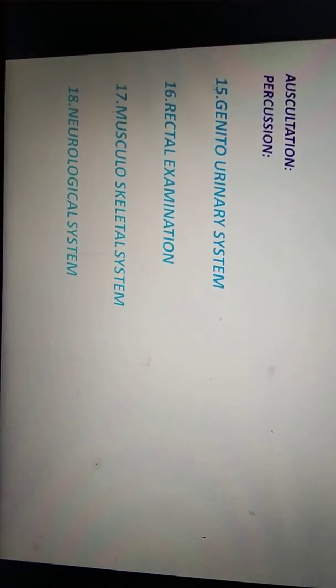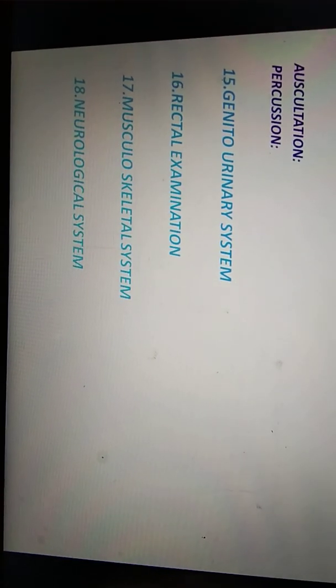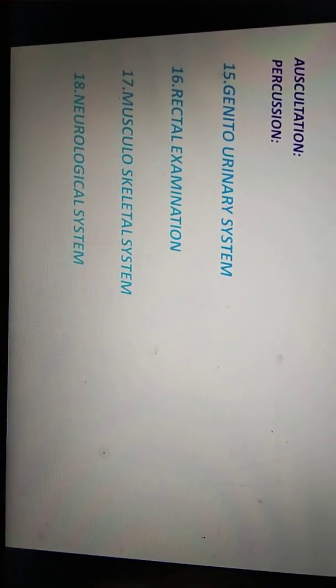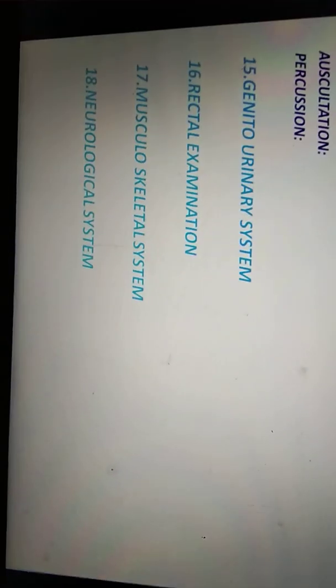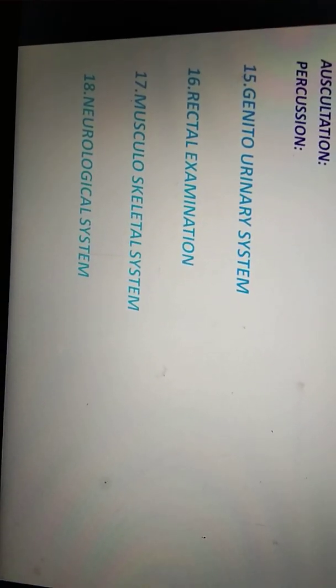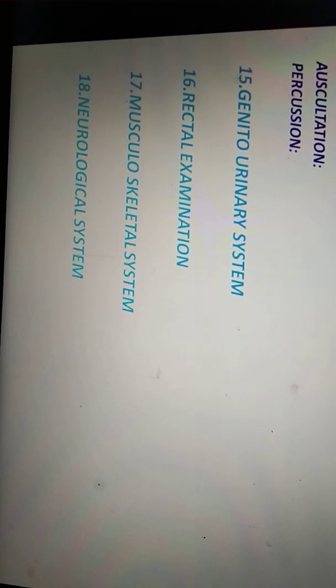Then we move on to the musculoskeletal system. Under it, the posture as well as the gait is normal. Range of motion is good, and muscle tone is present.